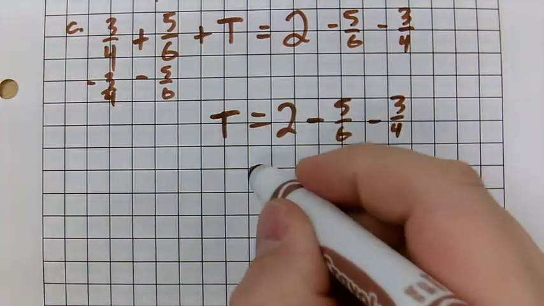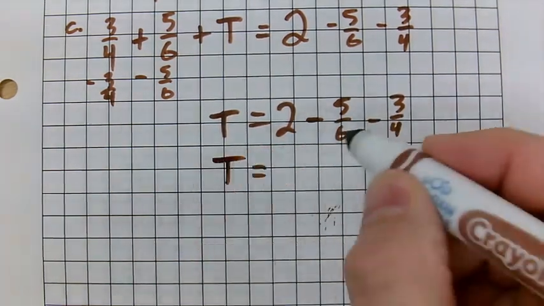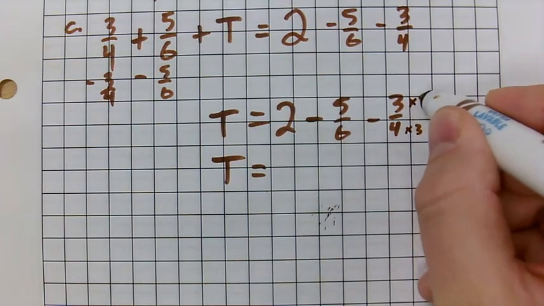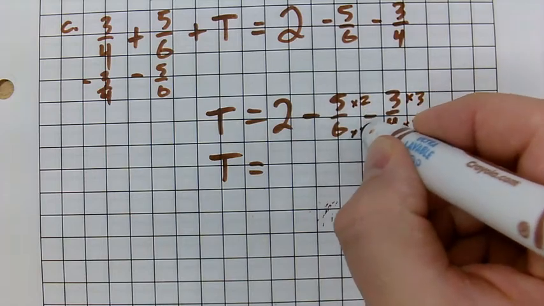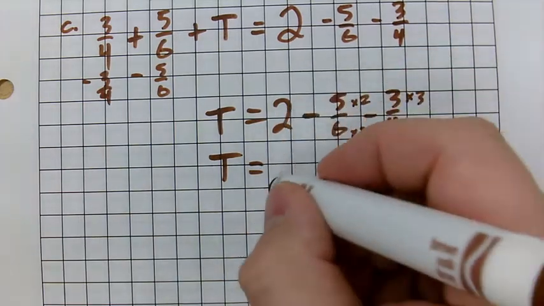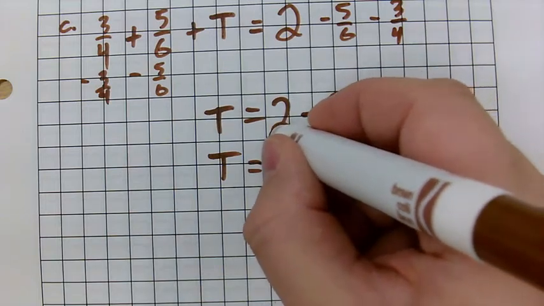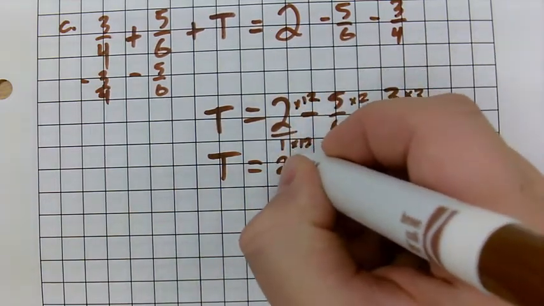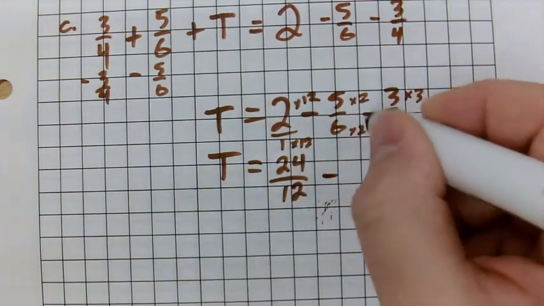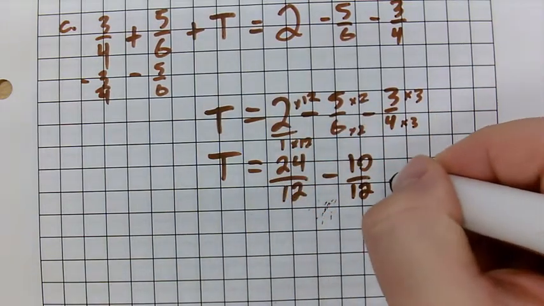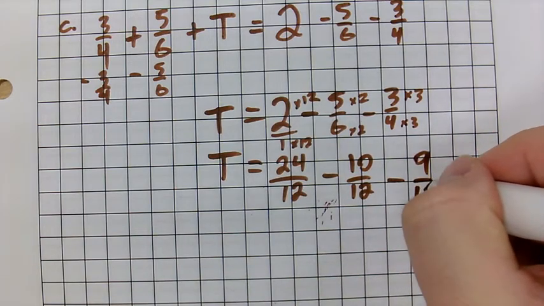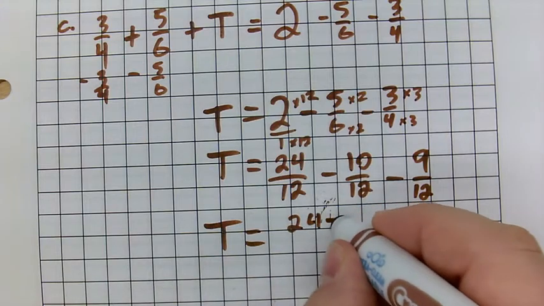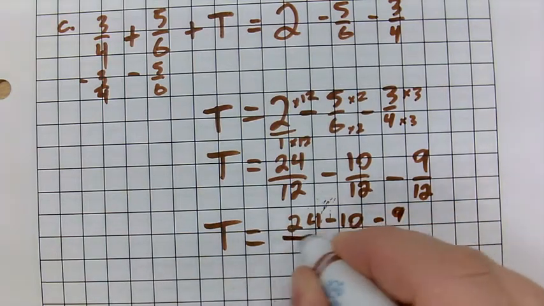And how can we get this so that we can actually subtract? Well, we need common denominators, and all of these can get to 12. So times 3, times 3, times 2, times 2. And this will become, remember, this is the same as 2 over 1, so we need to times by 12. We're left with 24 over 12, subtract 10 over 12, subtract 9 over 12, which would be 24, subtract 10, subtract 9, all over 12.